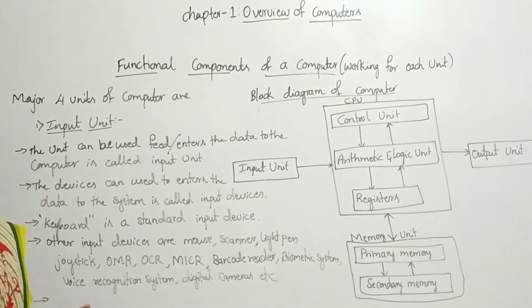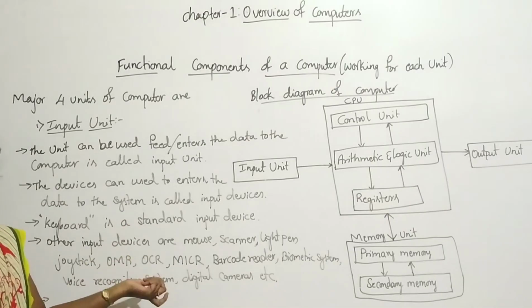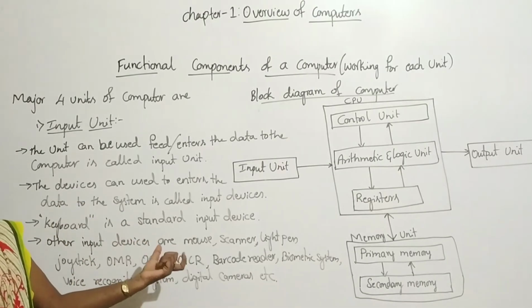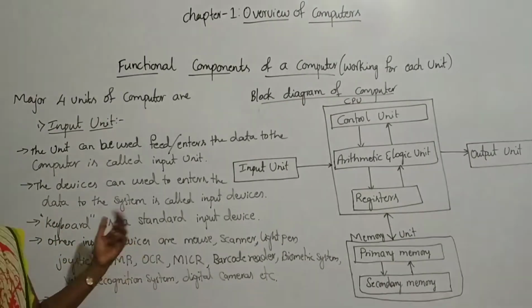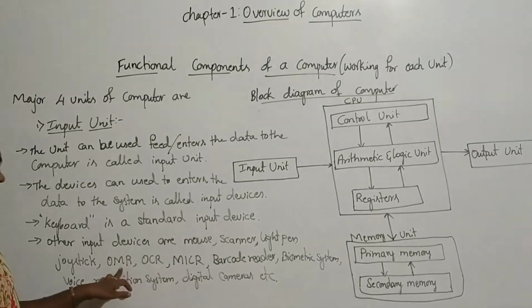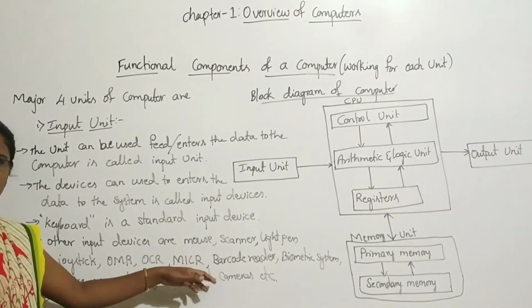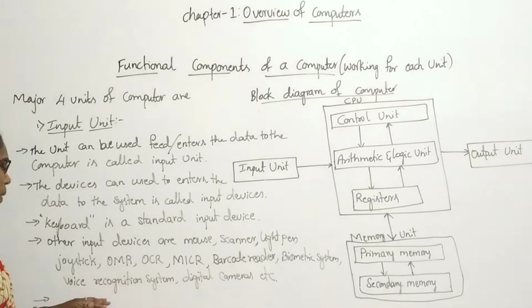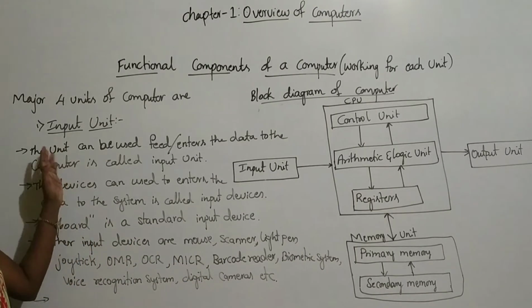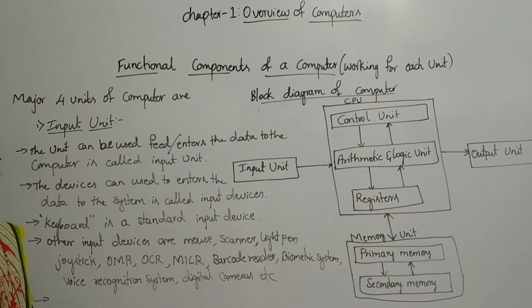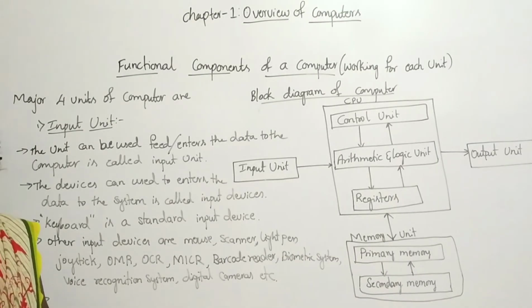Understand? So, the unit that can be used to feed or enter the data to the computer is called the input unit. What are all the devices that can be used to enter the data to the computer are called input devices. Keyboard is a standard input device in almost all computers. Other input devices are mouse, scanner, light pen, joystick, OMR, OCR, MICR, barcode reader, biometric system, voice recognition system, digital cameras, etc. Now, we move to the second unit, the output unit.